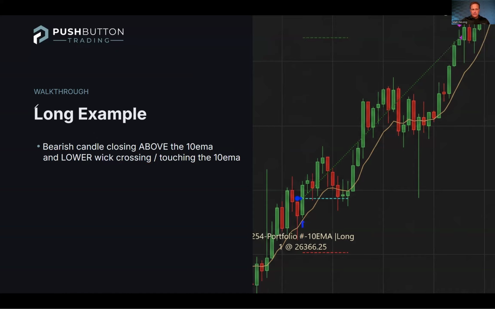And the difference, in case you were wondering, is imagine a candle like this and my moving average is right there. That meets all my criteria. It meets criteria number one. Number one is right here. Closing above is number two, but it does not meet number three. Number three, meaning my lower wick. So the lower wick has to interact with or touch that moving average. Does that make sense?